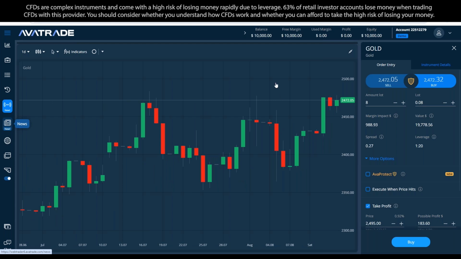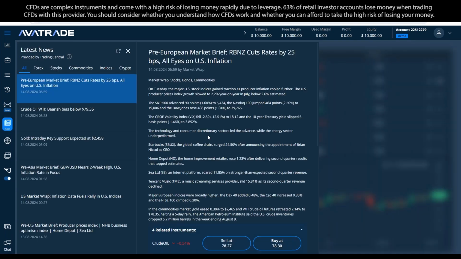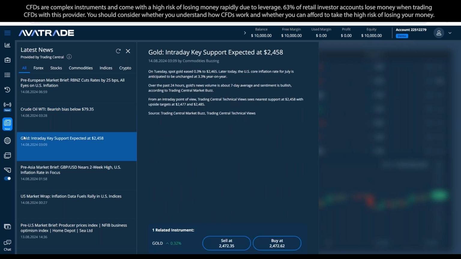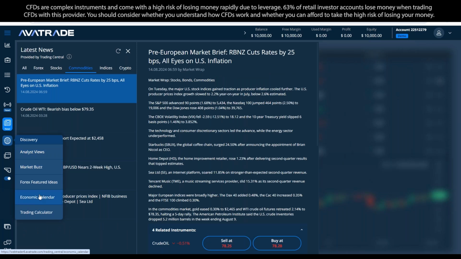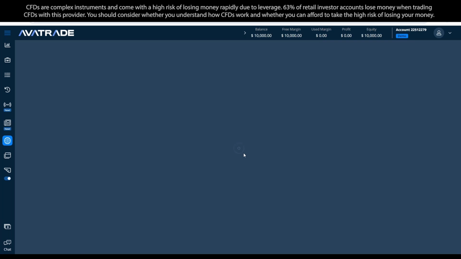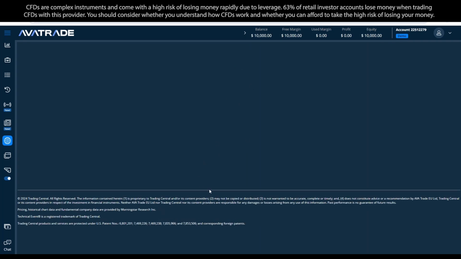Fundamental analysis can be found in many places besides the charts. Here is an example. This is the news section. Scroll down, find maybe gold. We looked at gold, so let's see what gold is about today. Okay, commodity buzzing. One way is to go through here, with many nice categories. In discovery, I have analysis views, market buzz, and the economic calendar, which we don't have a lot of time for, so I'm not going to show it to you today. In market buzz, let's give it a moment and see what I can find.